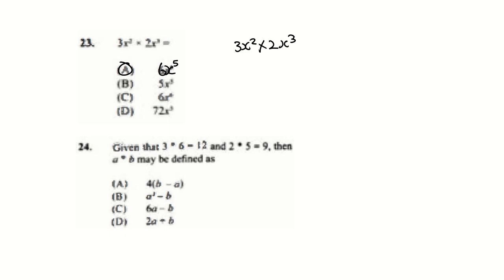Given that 3 asterisk 6 is 12 and 2 asterisk 5 is 9, we did this question as well, and we got 2a plus b. But if you are not sure, you can substitute the values into that equation and find out. When 8 is subtracted from x, the result is multiplied by 3 and you get 21. So 8 minus x.